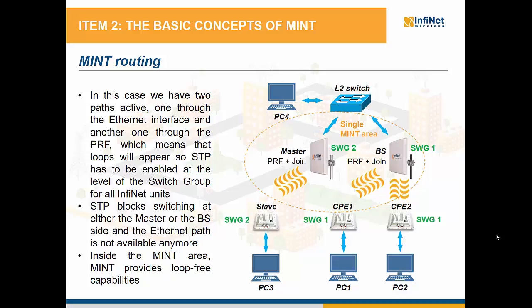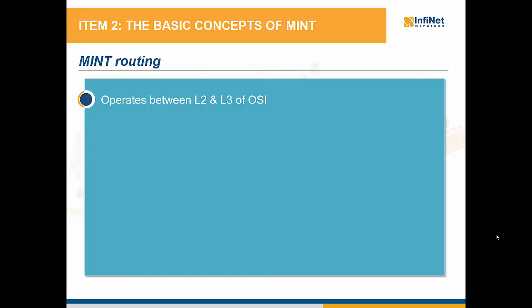Well, in this case we have two paths active, one through the Ethernet interface and the other one through the PRF, which means that loops will appear, and for this situation the spanning tree mechanism has to be enabled on all Infinet units at the level of the switch group. Spanning tree blocks switching at either the master or the base station side, and the Ethernet path is not available anymore.